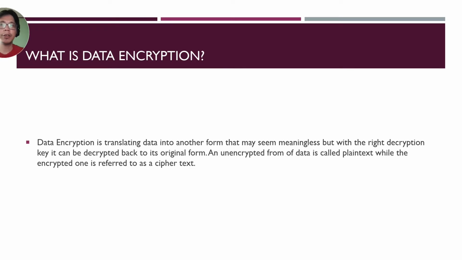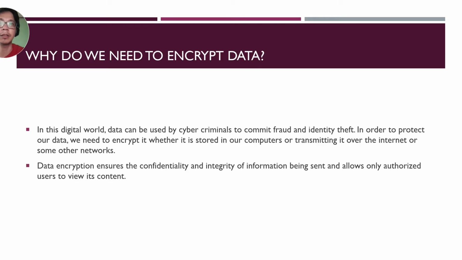So what is data encryption? Data encryption is translating data into another form that may seem meaningless, but if we have the right decryption key, it can be decrypted back to its original form. The unencrypted form of data is called plain text, something that we can actually understand or read, while the encrypted one is referred to as ciphertext.